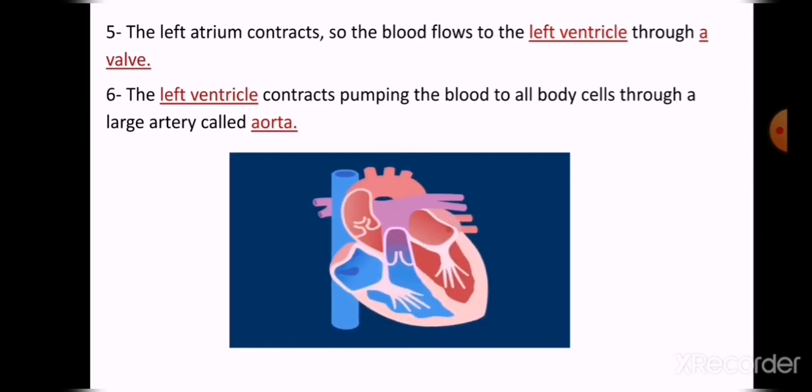Then the left ventricle contracts, pushing or pumping the blood to all the body cells through the large artery inside your body, which is called the aorta. So the aorta distributes or transports the blood to all the body cells.